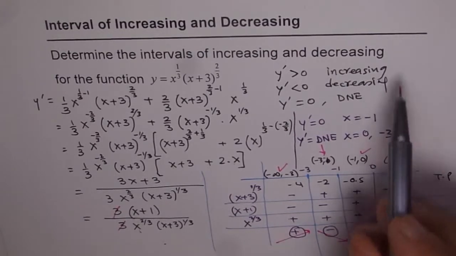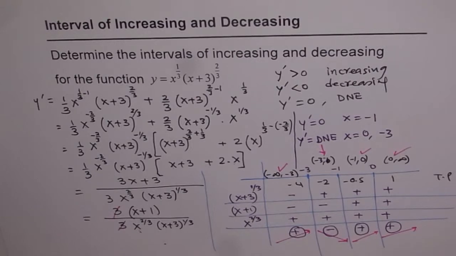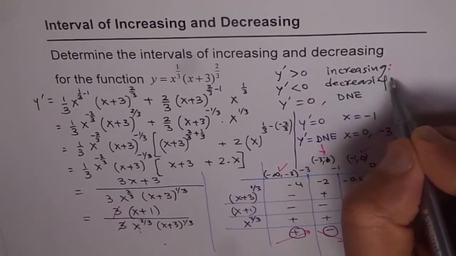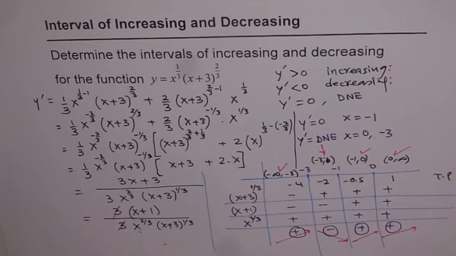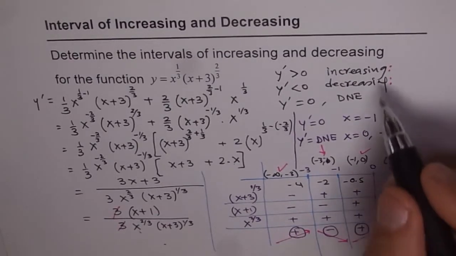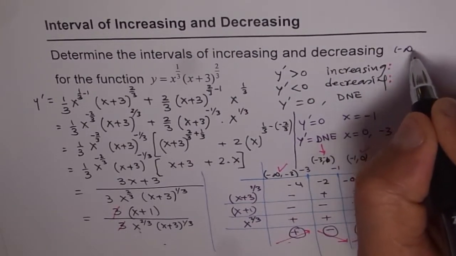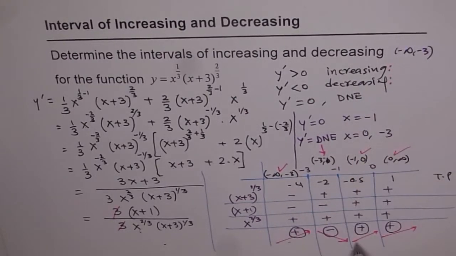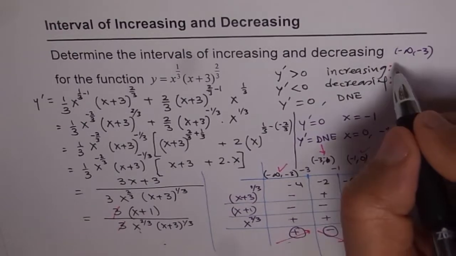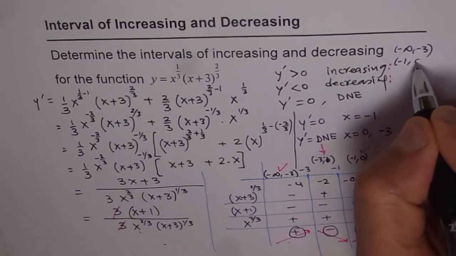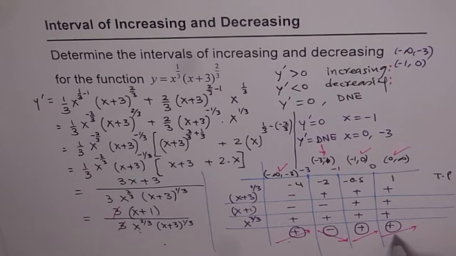That is, increasing intervals are, what I will do is, since I'm always running out of space, I'll just put those answers right there, right? Increasing intervals and the decreasing intervals, correct? So for me, a lot of increasing intervals. So increasing intervals for me are minus infinity to minus 3, and then from minus 1 to 0, and then from 0 to infinity.